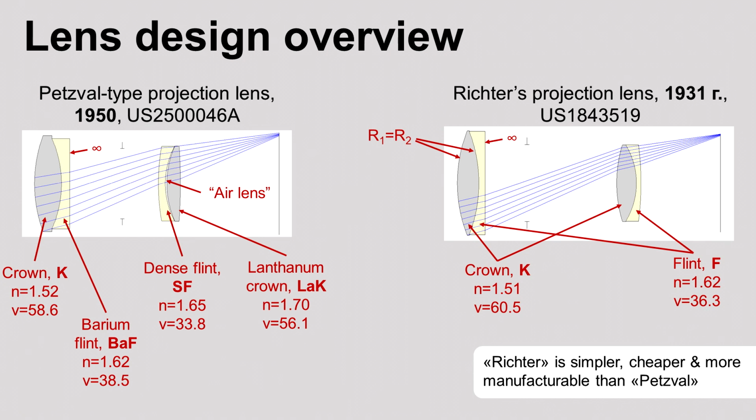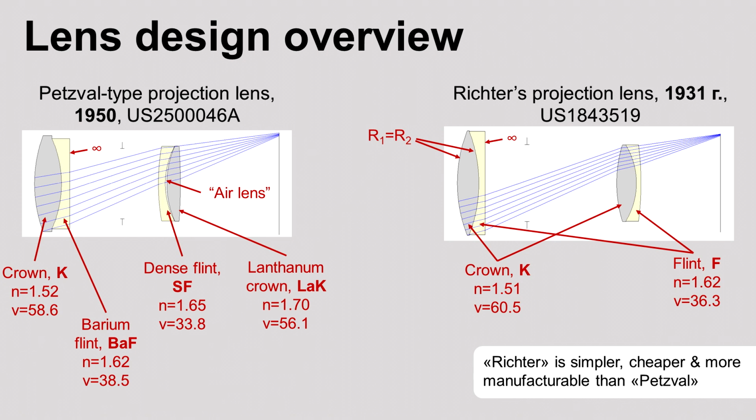On the contrary, the Richter lens was made extremely simple. It uses only 2 of the cheapest glass types, ordinary crown and ordinary flint. The first lens has the same radii of curvature, and the second is flat concave, which further reduces the cost of the lens. This approach to lens design is absolutely understandable.